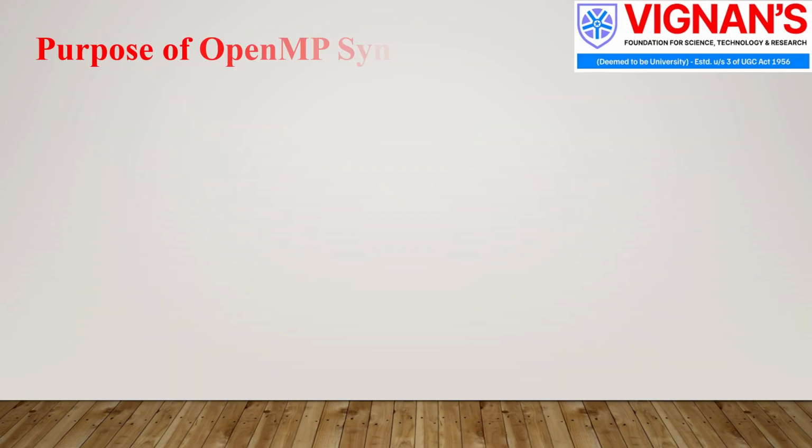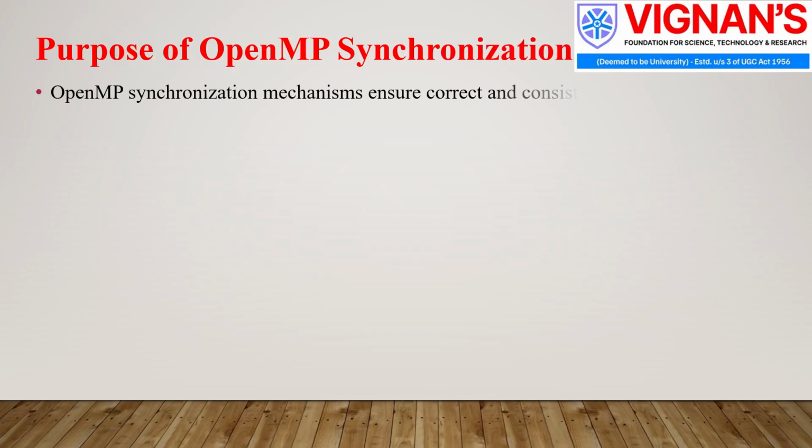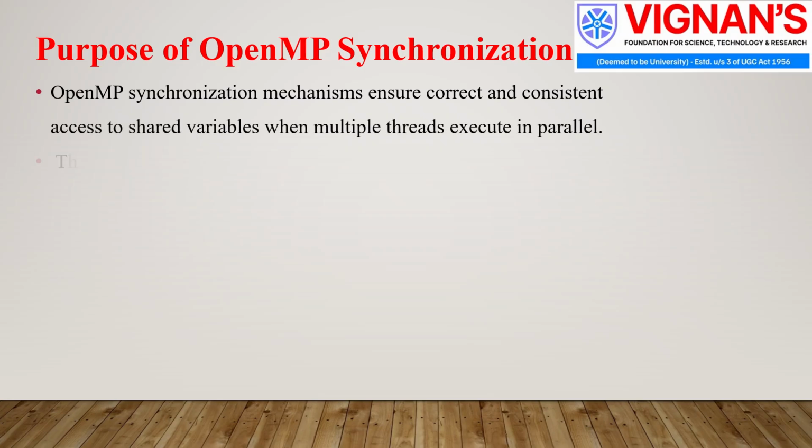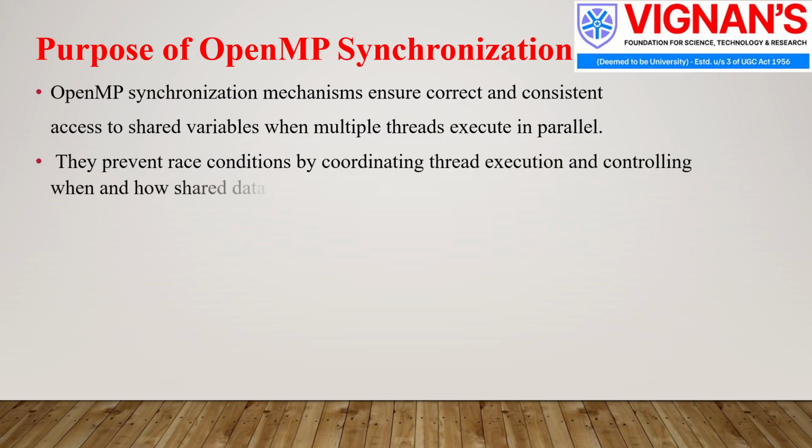Purpose of OpenMP synchronization. OpenMP synchronization mechanisms are used to ensure correct and consistent access to shared variables when multiple threads execute in parallel. They prevent race conditions by coordinating thread execution and by controlling when and how shared data can be accessed. OpenMP provides several synchronization mechanisms to manage safe access to shared memory during parallel execution.